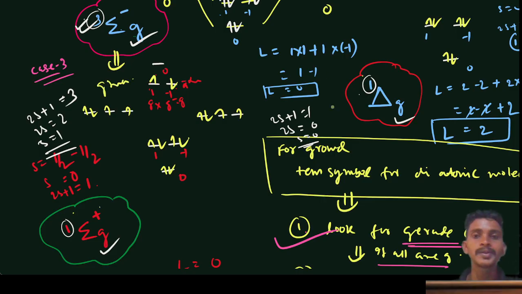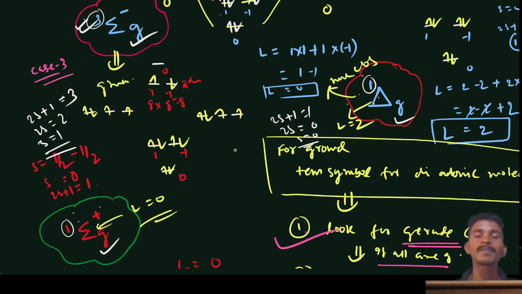If you compare between these, which is more close to the ground state? For both cases, this is 1 1. So now we will go for the L value. For this, the L value is how much? This L value is 2, here the L value is 0, so this will be more close to the ground state. So first we will look for G. Next, if all are G, then we will go for S, and if S is also the same for everybody, then we will go for the L value. So this is more close to the ground state, this is the second excited, this is the first excited, this is the ground state.